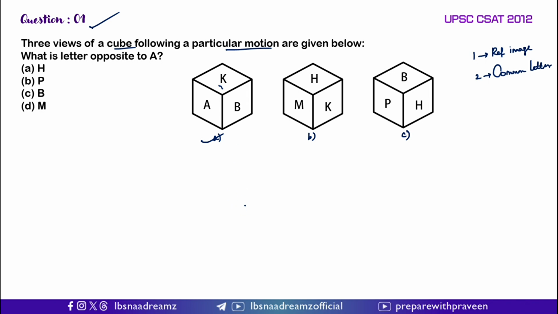First, let us draw the reference image. A is here, K and B. Okay. And the second image, K has come here. So they are rotating this cube like this, so that B will come here. So they are rotating this cube like this. Okay.